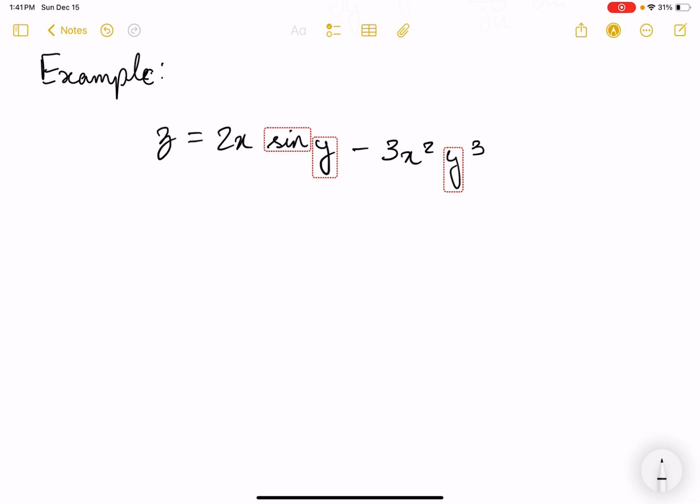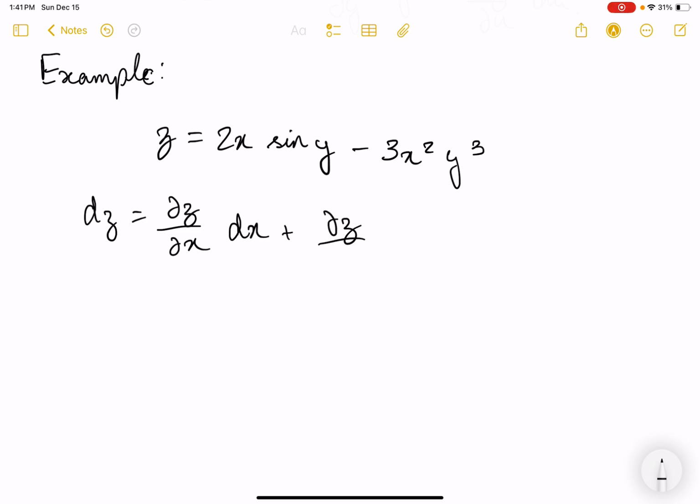First, let's write our formula. dz is equal to partial z over partial x dx plus partial z over partial y dy. And it ends there because there's only two variables in our equation, x and y. And so let's calculate partial z by partial x.